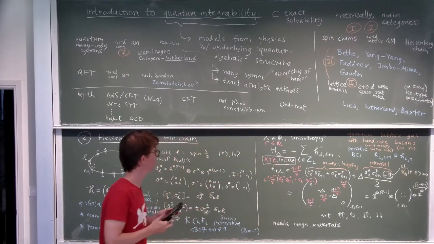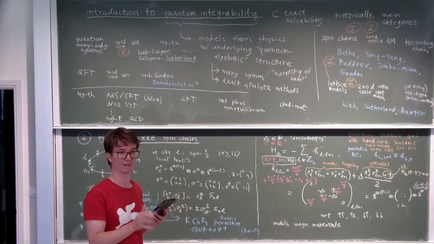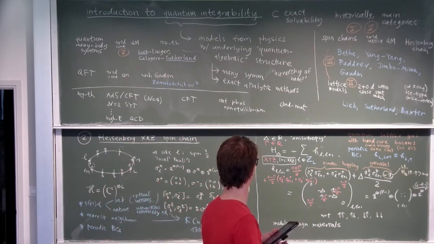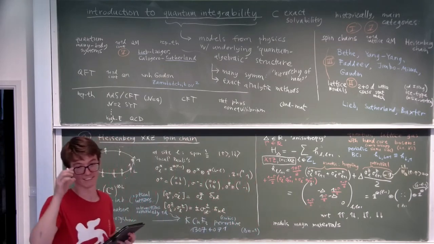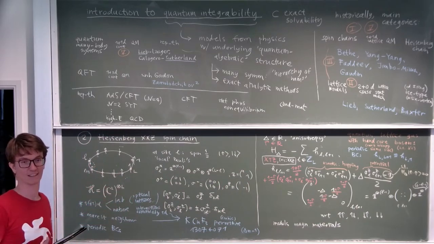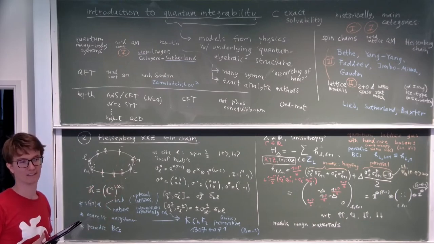You can already guess that if you would also set delta equal to 1, then you get the XXX model, which of course can cause some kind of weird searches on the internet if you don't carefully add some scientific words. But it's a standard name for this model. So we have the XYZ, XXZ, and XXX spin chains. And XXX is slightly easier, but really it doesn't matter so much.